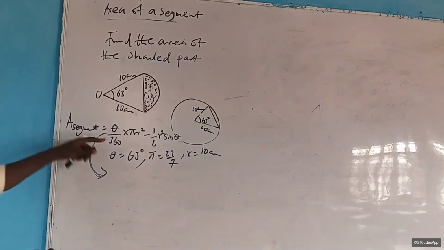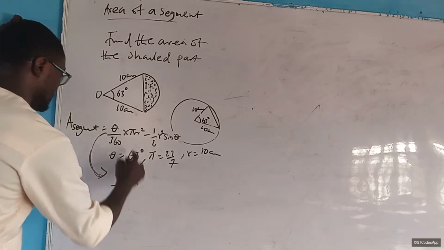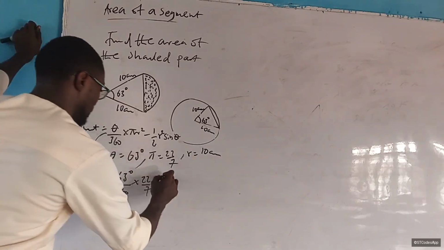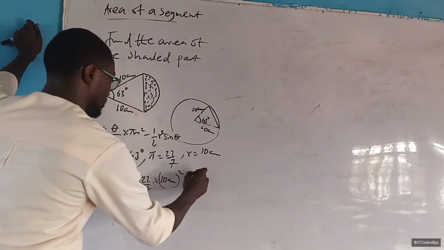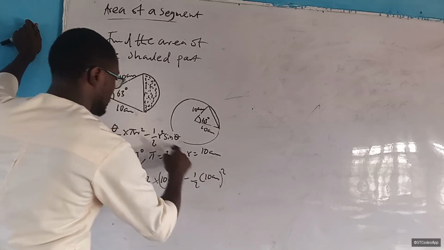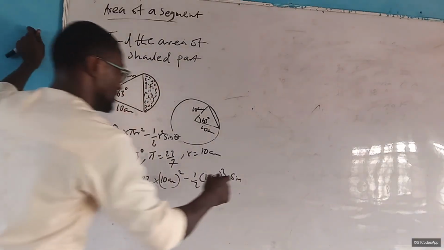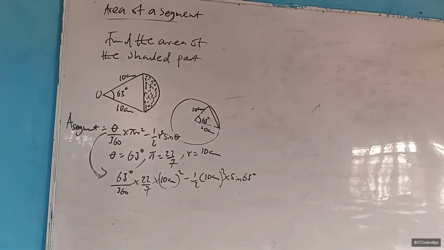We are going to have our theta as 63 degree all over 360, our pi is 22 over 7, and our radius is 10 centimeter, all squared, minus 1 over 2 into our radius, which is 10 centimeter, all squared, then times the sine of the angle 63 degree. So we can go ahead to multiply everything we have here to arrive at our final answer.